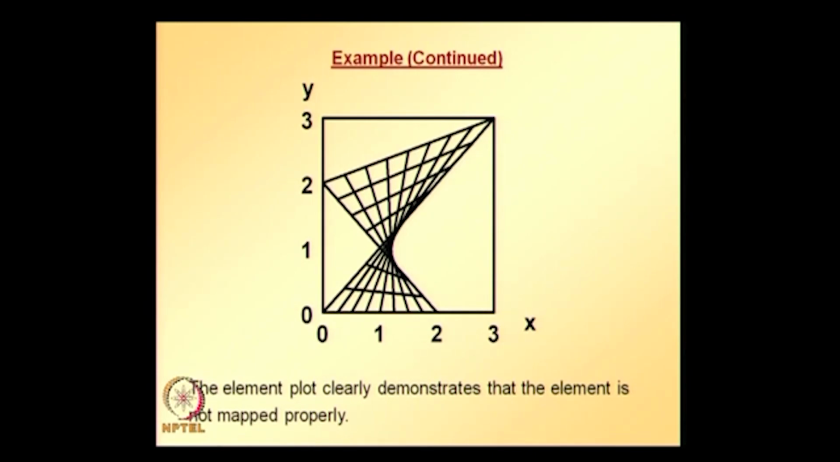If the mapping was good, then we are not going to have this kind of fold, and whatever shape we get looks exactly like the physical or the actual element that we started out with.